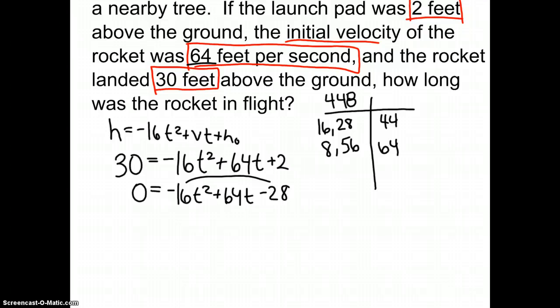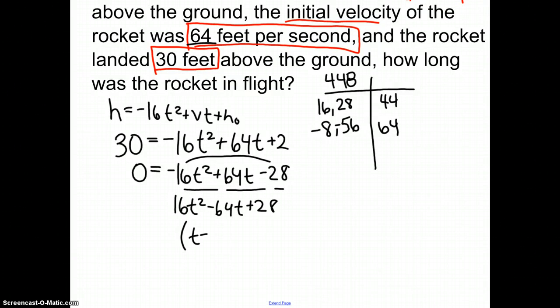But one thing that I want to do first is divide this whole equation by a negative, so then I can have a positive t squared. So if I do that, I have 16t squared minus 64t plus 28. So for my factors, I still have a positive 448, but I want a negative 64. So I'll just change my factors into negative. Now I can write this just like I would the rest of them. T minus 8 times t minus 56. And divide by my original first number. So divided by 16.